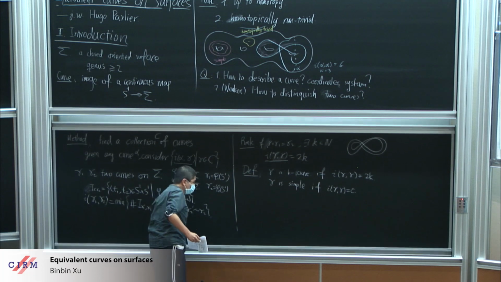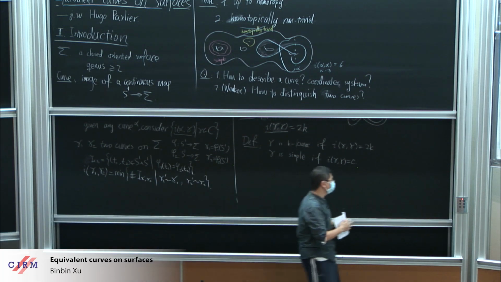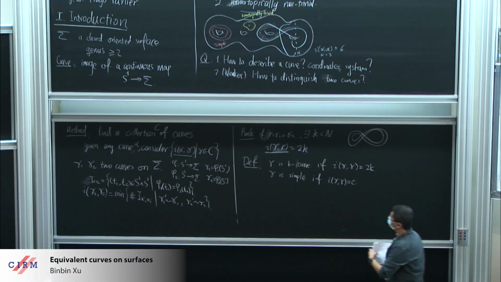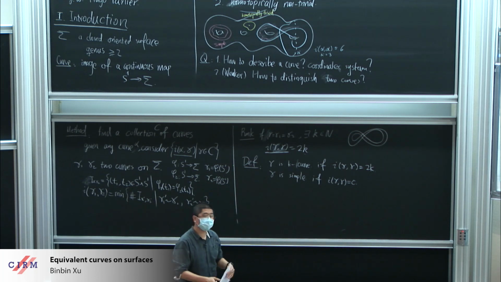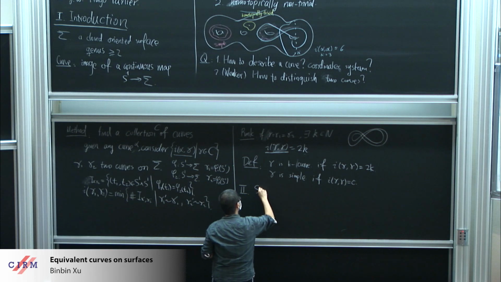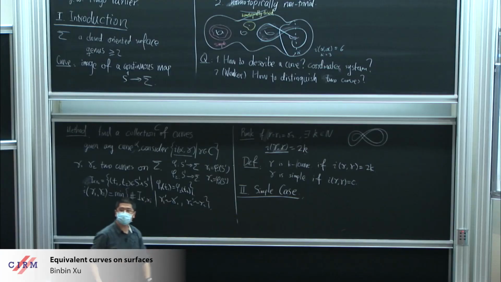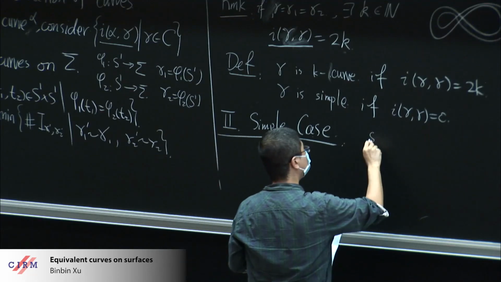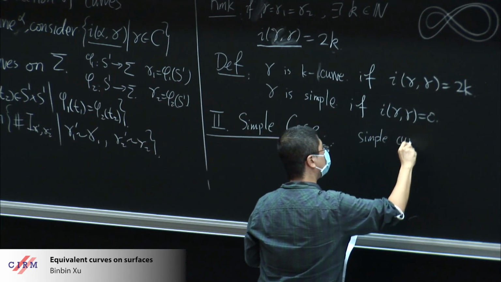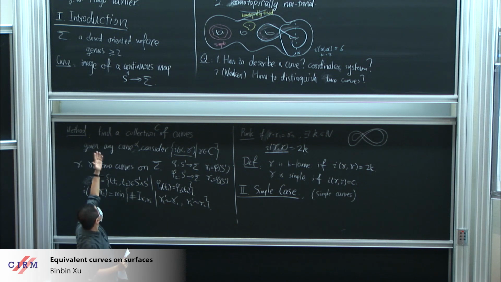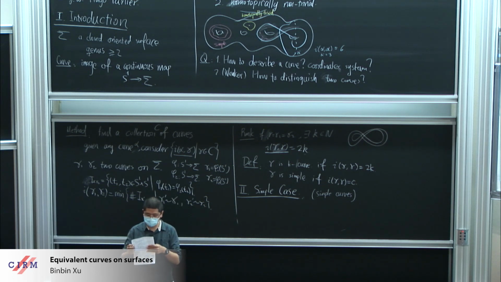So back to our question. We will start by considering a simple case, where the only curves we consider are simple curves. We always start by studying some simple case when we study a question. And for this case, the main problem is fully solved by considering the Dehn-Thurston coordinate for simple curves.